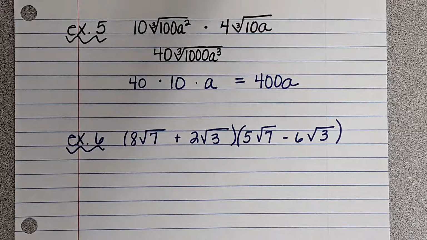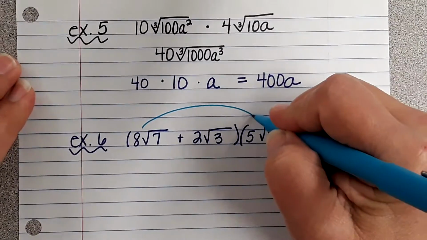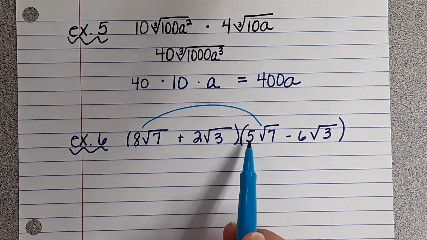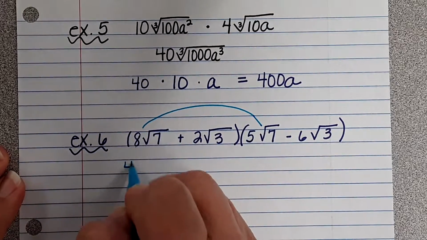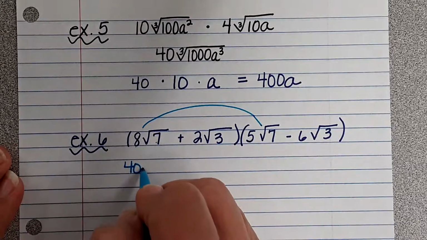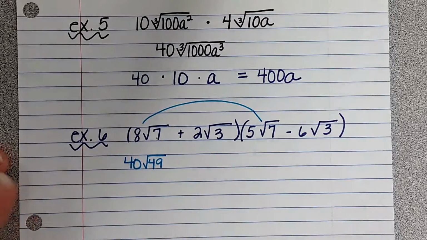So we're going to do 8 square roots of 7 times 5 square roots of 7. And what you do is you do 8 times 5. And what is 8 times 5? So I'm going to write 40. And then the square root of 7 times the square root of 7 is the square root of 49, because 7 times 7 is 49, okay? Now, you guys, I know some of you will be like, well, that's a perfect square. Yes, it is. We'll get to it in a second, okay?